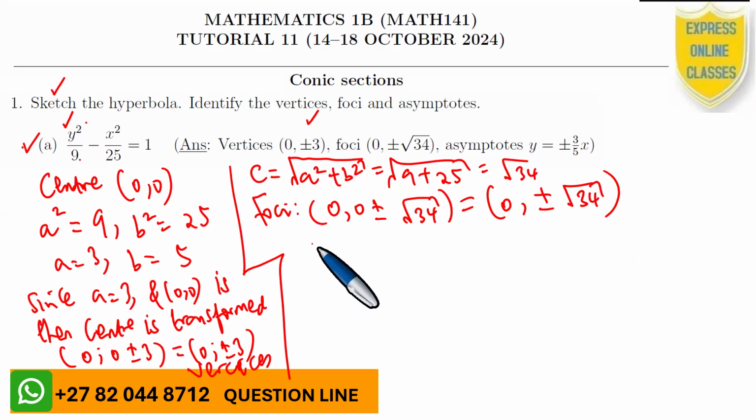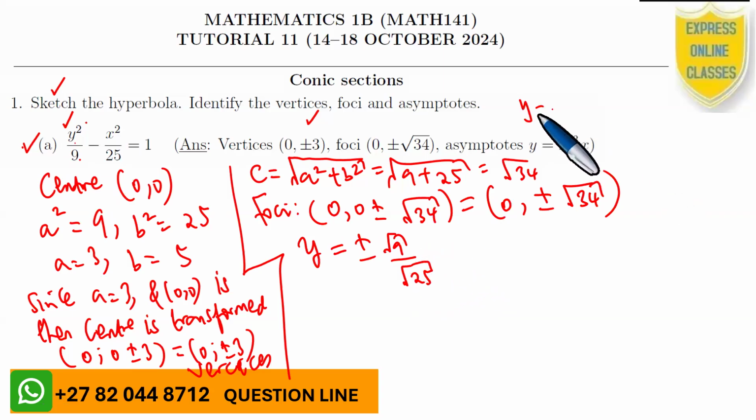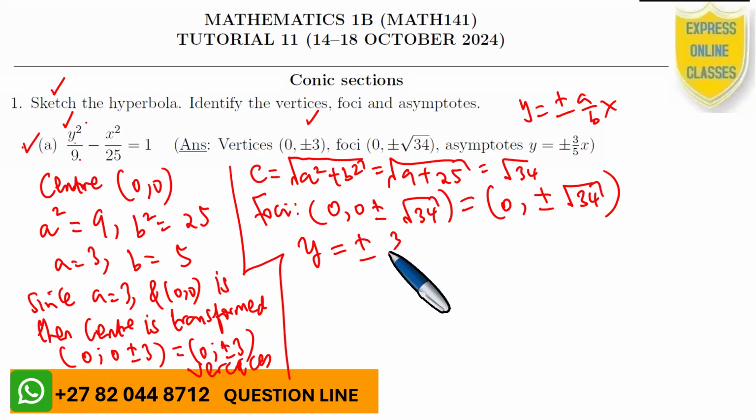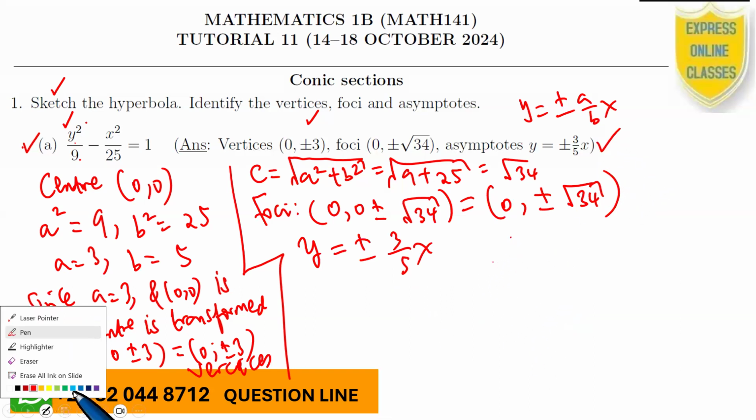Simultaneously, we make y the subject out of this. You cross multiply, so it's always going to be plus or minus the square root of 9 over the square root of 25. Yes, it's y equals plus or minus a over b x. You can write that without making things complicated, so it's going to be 3 over 5 x. And then we have found the asymptotes, and we can sketch everything right now.